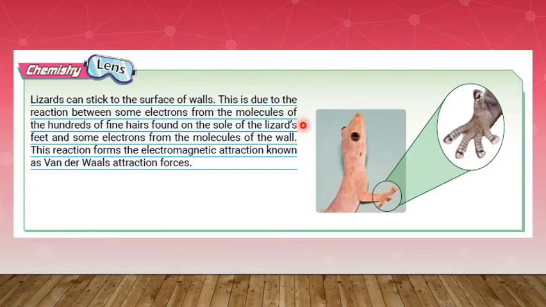Why can a lizard stick to the surface of walls? Of course, you have seen a lizard, at least in your house, right? Lizards can stick to the surface of walls because of the reaction between some electrons from the molecules of the hundreds of fine hairs found on the soles of the lizard's feet and some electrons from the molecules of the wall. This reaction forms the electromagnetic attraction known as van der Waals attraction forces.